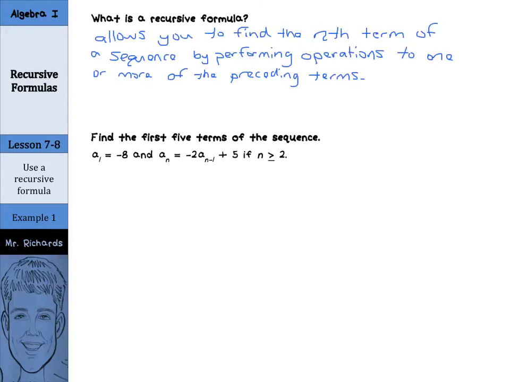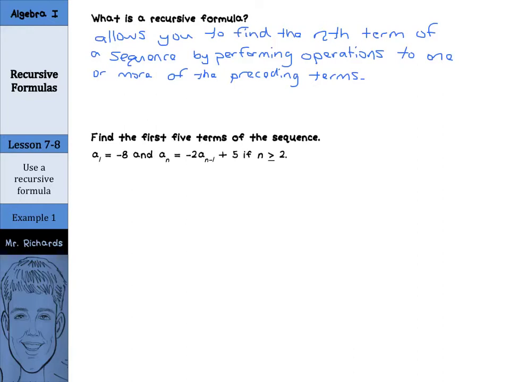A recursive formula allows you to find the nth term of a sequence by performing operations to one or more of the preceding terms. And the best way to do this is to roll up our sleeves and find the first 5 terms of the sequence. Our first term, a1, equals -8, and then a of n equals -2 times a to the n minus 1 plus 5, as long as n is greater than or equal to 2.